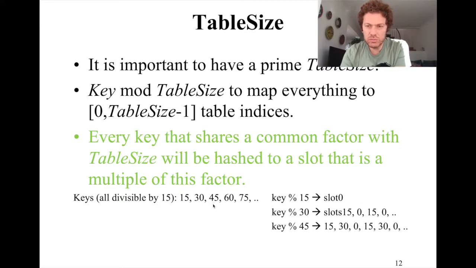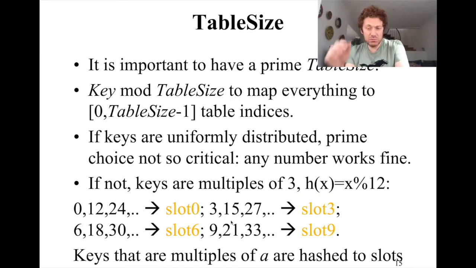Take another example, 45. It has a common factor with my table size. So let's take a number, 60. It has a common factor with my table size. What is that? 15. So it means that it will hash into a slot that is a multiple of 15. So yes, actually 60 will go to 1 times 15, so the multiple here is 1. Similarly, 30 has a common factor of 15, so it will map into 30, which is 2 times 15, etc. So this is the whole idea basically.